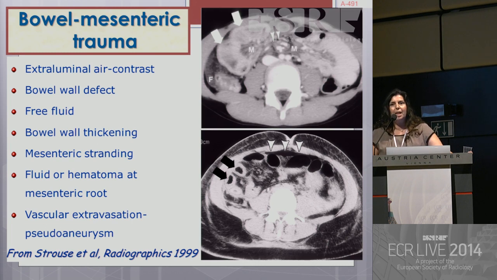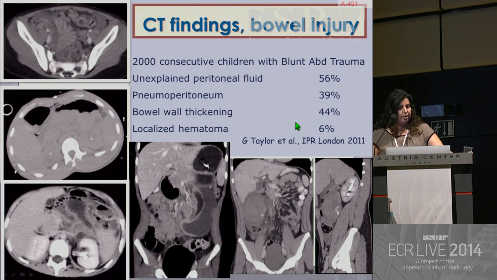However, the signs that we should actively look for include pneumoperitoneum and a bowel wall defect, rarely seen in bowel transection, but unexplained free fluid, mesenteric hematoma, or stranding and bowel wall thickening. These cases are taken from the article from Dr. Straussy, and are the findings that we need to evaluate and look for.